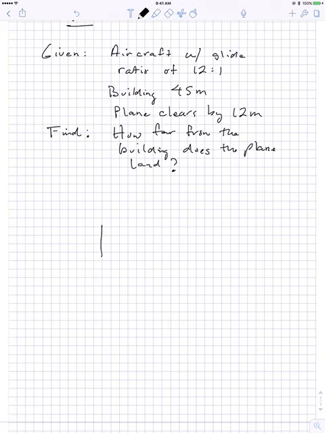Okay, so we can have a picture and we say here's the building. We know that's going to be 45 meters high. And then another 12 between here and here. We have another 12 meters, and that's how high it is when it clears the building. So this plane is dropping at a glide ratio of 12 to 1. It's coming down and landing.